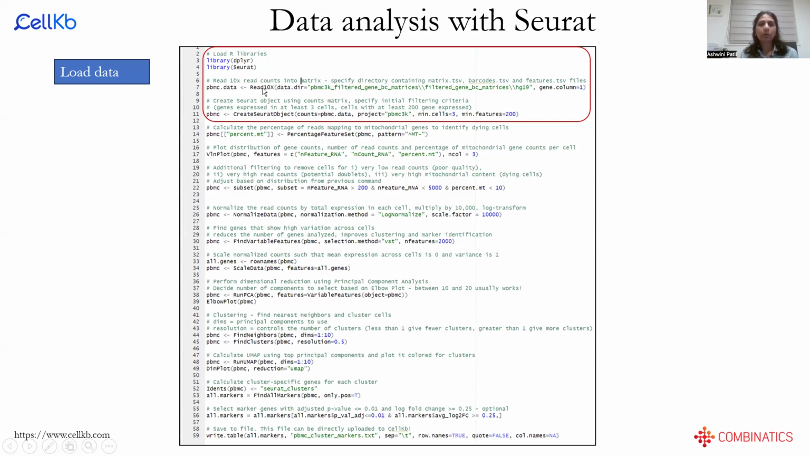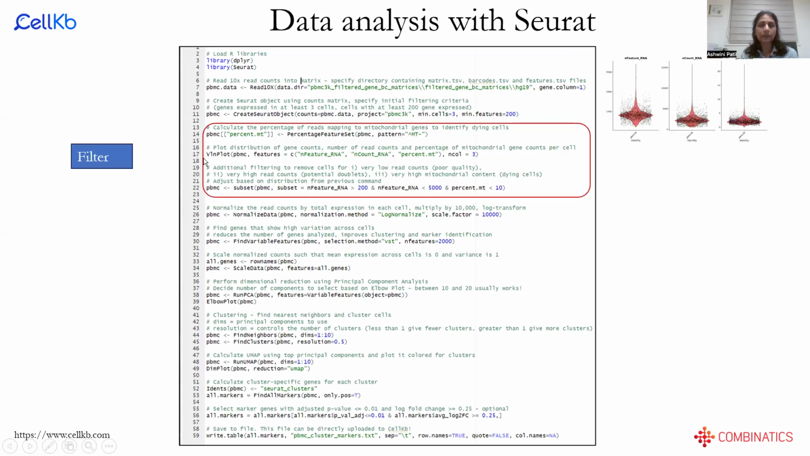So the first step is loading the data, and there are specific functions to load the data, followed by creating the Seurat object. The next step is filtering the data. This is an important step where you decide how many cells you want to keep in your data set, based on the number of genes present in each cell, and how many genes are expressed in how many cells. Also, what is the mitochondrial content in each cell? Based on these three things, you can decide the number of cells that you want to keep in your analysis.